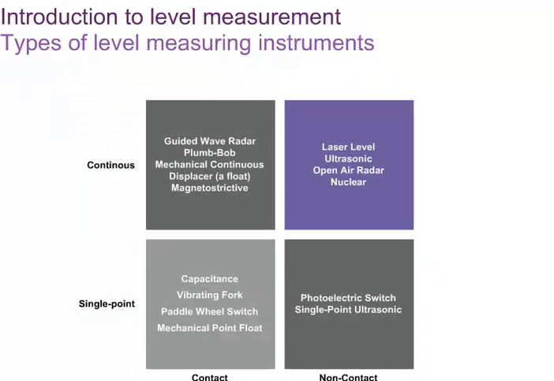Different level measuring products can be viewed according to the table shown. In the bottom left quadrant are the single-point contact devices, such as capacitance probes, vibrating fork switches, paddle wheel switches, and mechanical point floats. In the top left quadrant, the plumb bob instrument is typical of contact devices that give a continuous level reading. The bottom right quadrant contains single-point non-contact devices that give a single switch output without touching the material. The top right quadrant shows common non-contact technologies: laser level transmitters, ultrasonic transmitters, open-air radar, and nuclear devices.